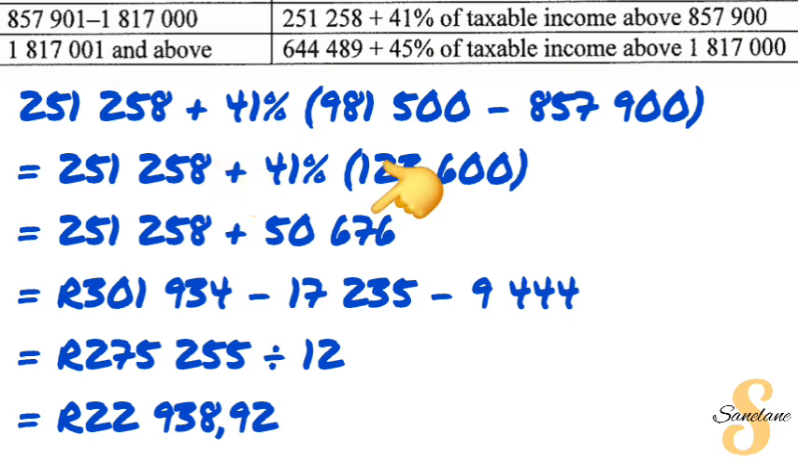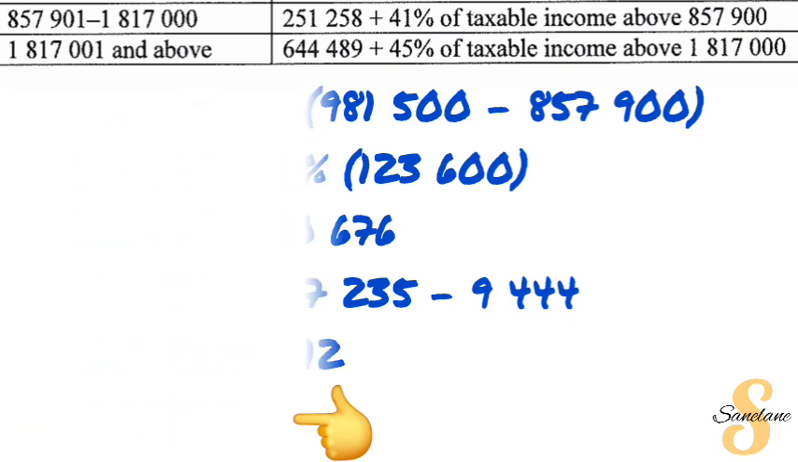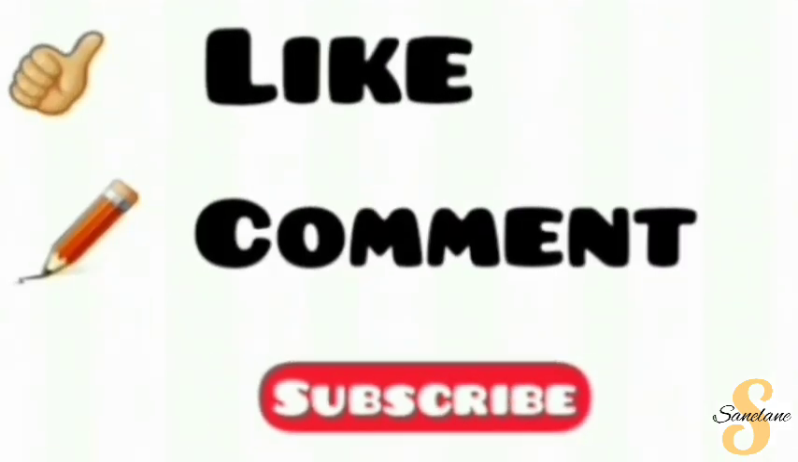So in the next line we have 251,258 plus 50,676. From there, that gives us our gross annual tax before rebates of 301,934. Then we minus the first rebate of 17,235. Then we also minus the second rebate of 9,444, giving us 275,255. Divided by 12 to get a monthly tax, which is 22,938 and 92 cents.